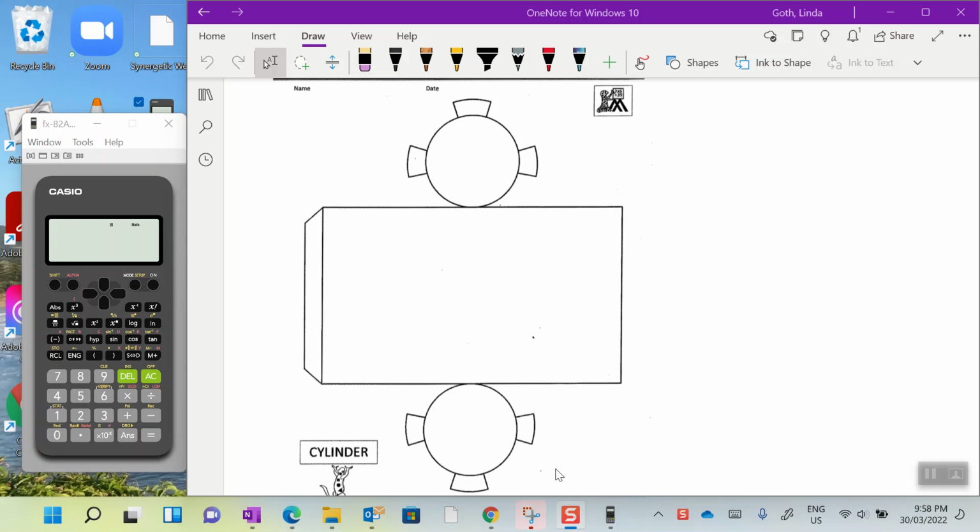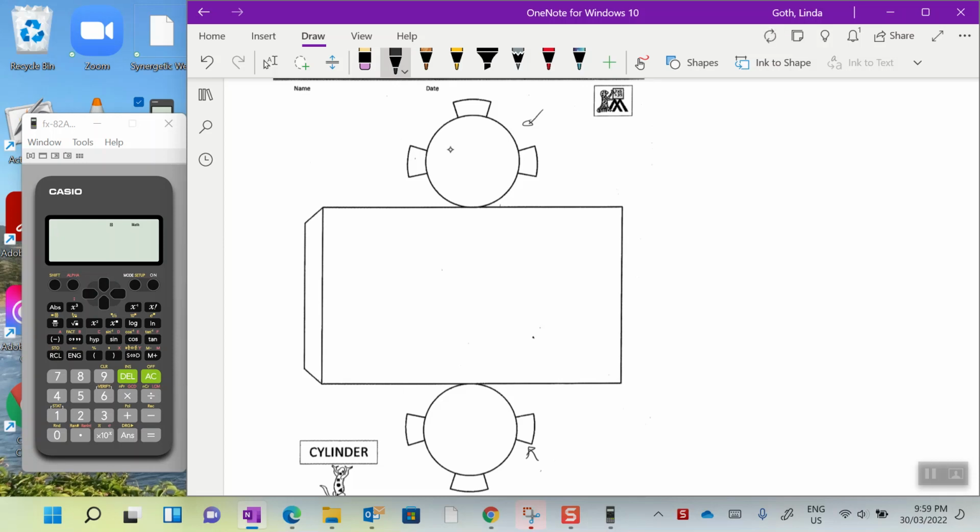So in our cylinder, when we look at the net of the cylinder, that means we've pulled it apart into its pieces, you can see that we've got two circles, one here and one here. And when we fold out the curved surface of the cylinder, it's just a rectangle in shape.